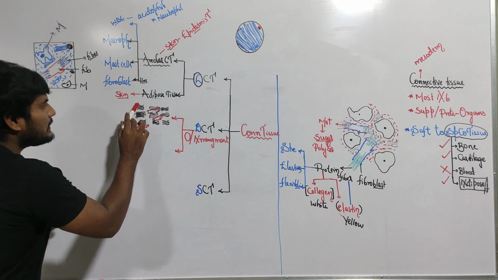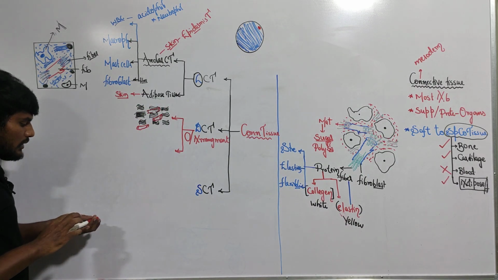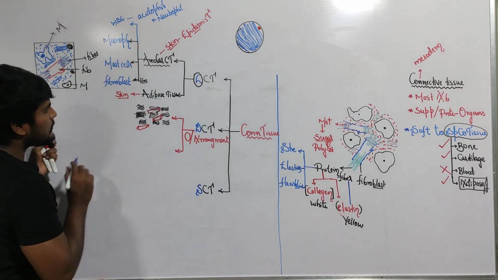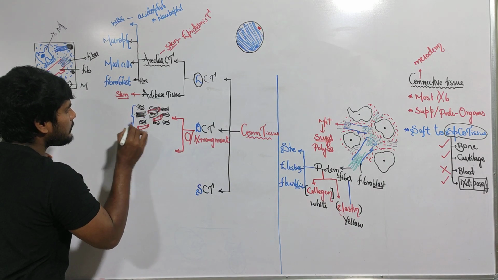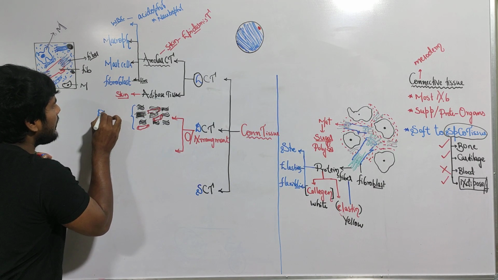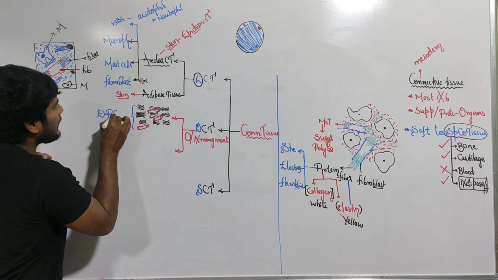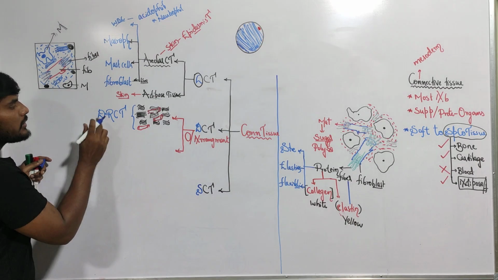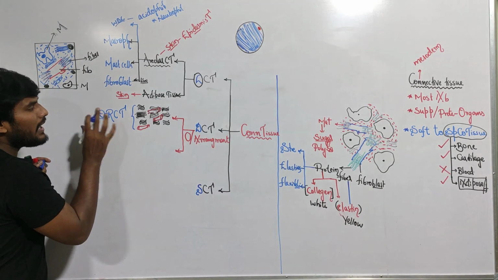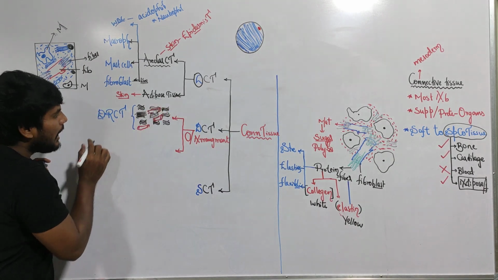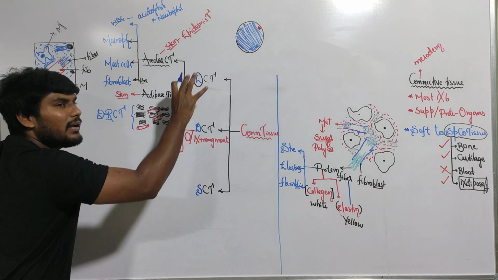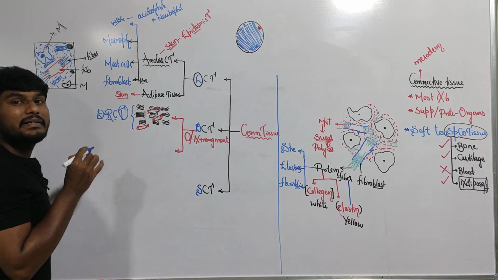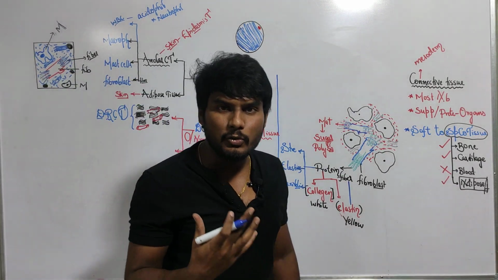Because of that only, this dense connective tissue is called dense regular connective tissue. Dense means near. Fibers are nearly present, and they are arranged in a regular manner, in a sequence, along with the group of cells, so it is called dense regular connective tissue.